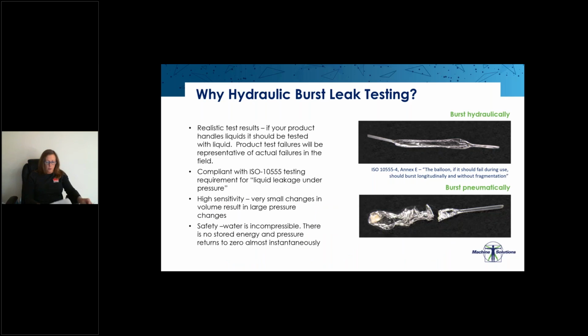People often ask me why hydraulic pressure testing. So I'd like to go over that a little bit here. The biggest benefit or reason for testing hydraulically is that balloons and catheters are pressurized hydraulically in the field. And if our product handles liquid, it should be tested using liquid. Product failures during testing will be representative of actual failures in the field hydraulically.